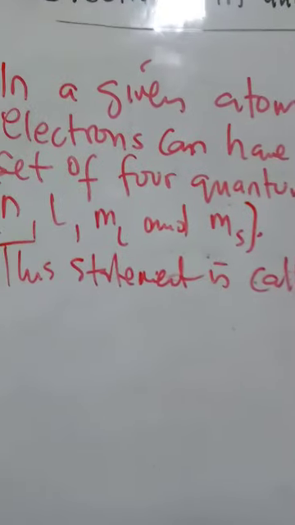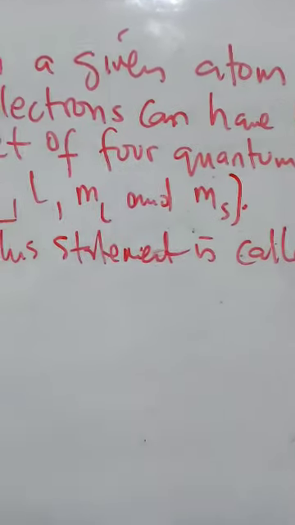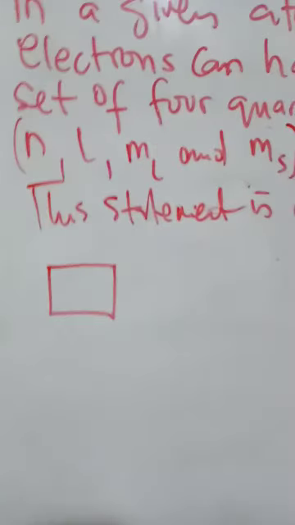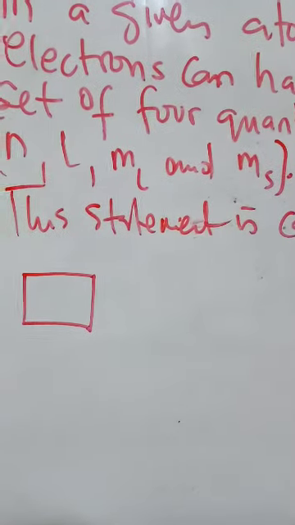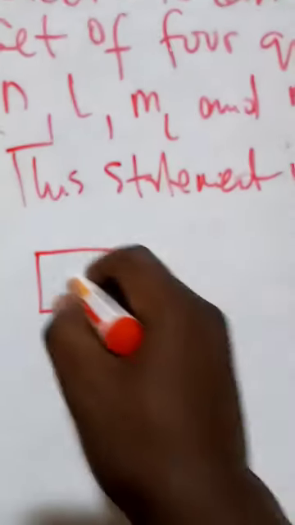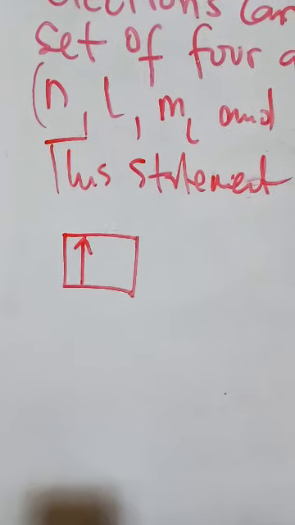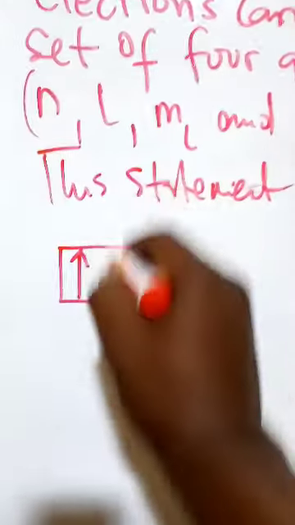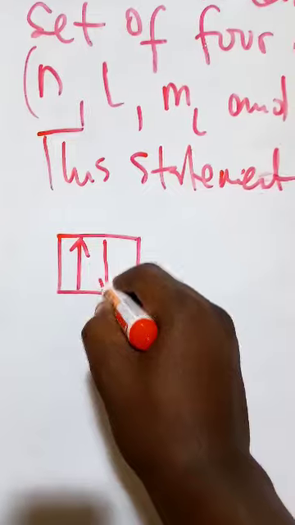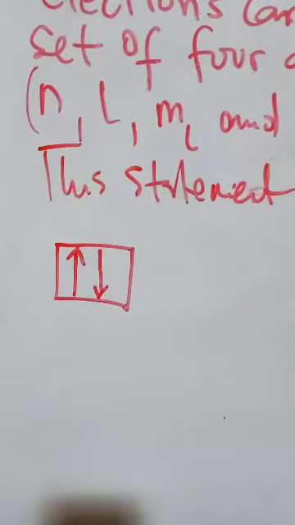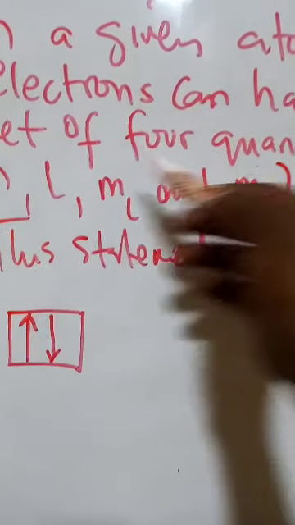spins. So we know that an orbital can only hold a maximum of 2 electrons. So these electrons in an orbital will have 2 opposite spins. One pointing up, the other one pointing down. So that is what it means.